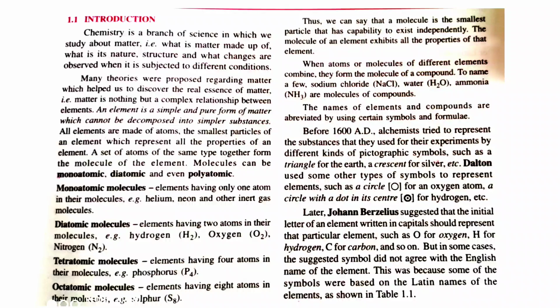The diatomic molecules are the ones that have two atoms in the molecule. For example, hydrogen, oxygen, nitrogen, etc. So hence we can conclude that the molecules that contain more than one atom are known as polyatomic.